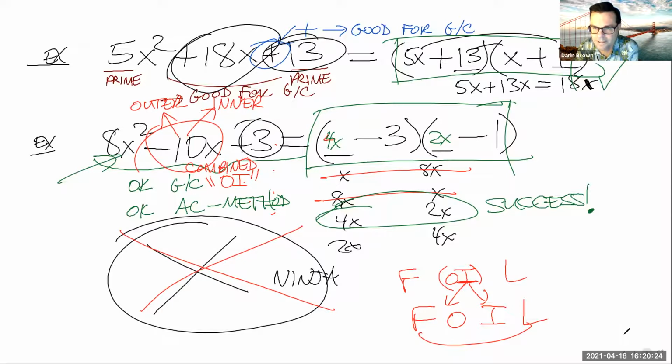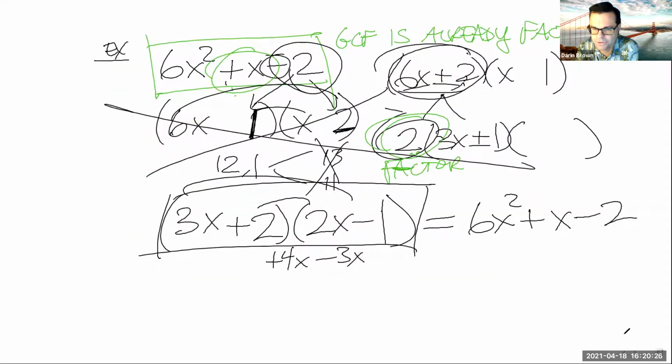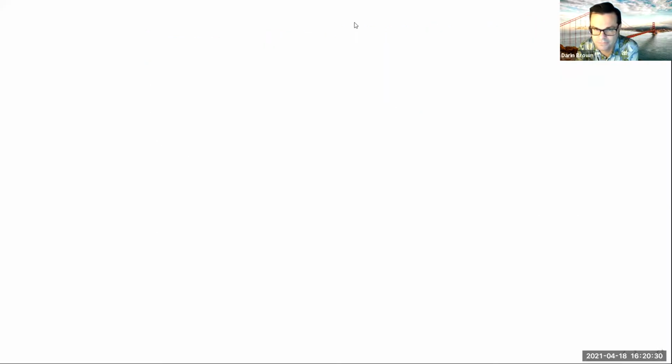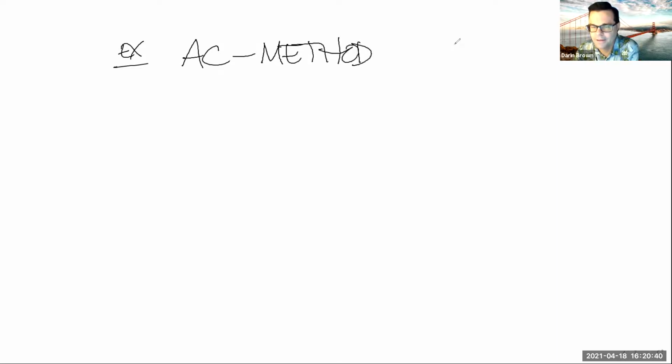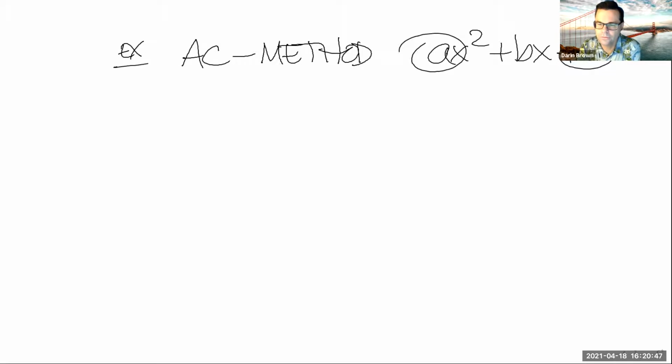But again, if you do this some other way and it works for you and you don't make mistakes with it, I'm not going to force you to do it this way. But this is the way that I'm going to show you. So what are the steps of the AC method? First of all, we're trying to factor ax squared plus bx plus c. It's called the AC method because we're going to use these two numbers, the leading coefficient and the constant, which are a and c.